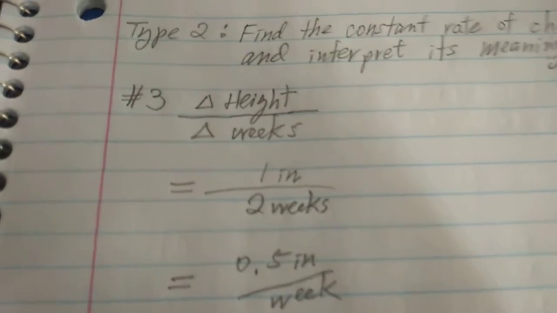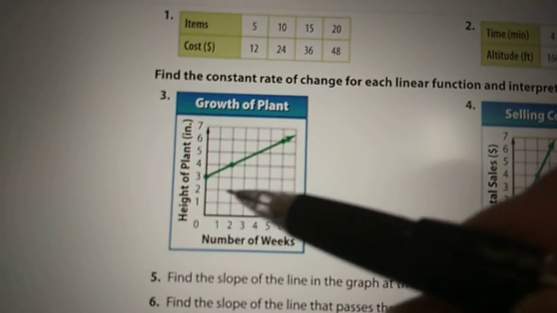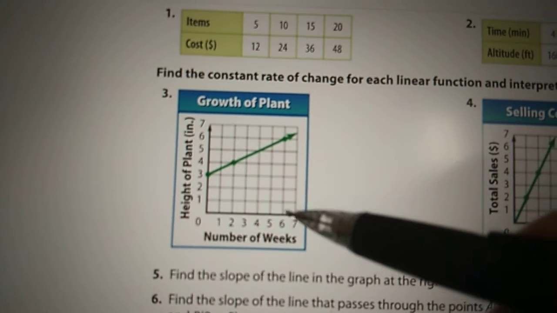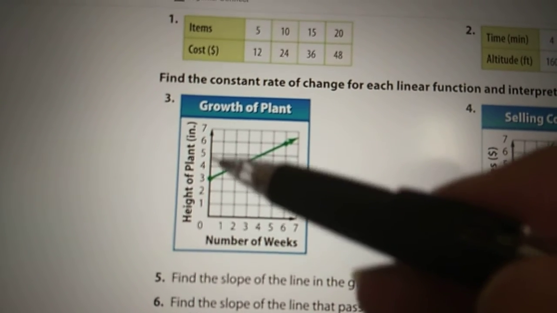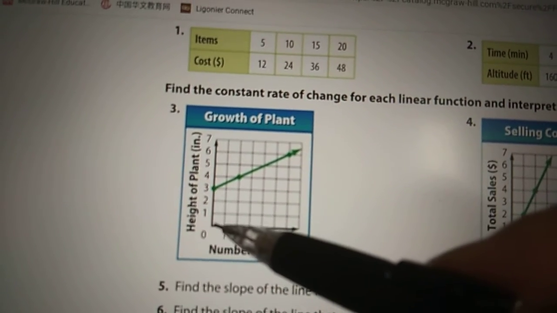which is 0.5 inches or half an inch per week. Okay, we want to verify that by looking at another point. So here on this graph, you can see that here's another one. This one is at 6 weeks, the height was 6 inches. So it grew from 3 to 6 over the course of 0 to 6 weeks. So that's another rate.